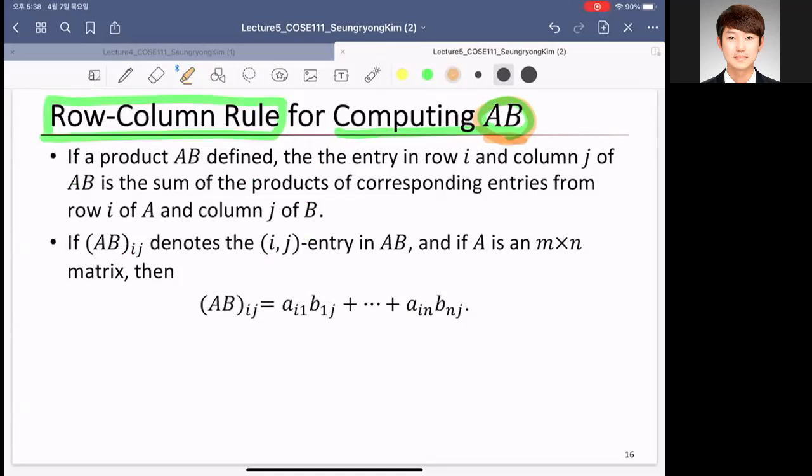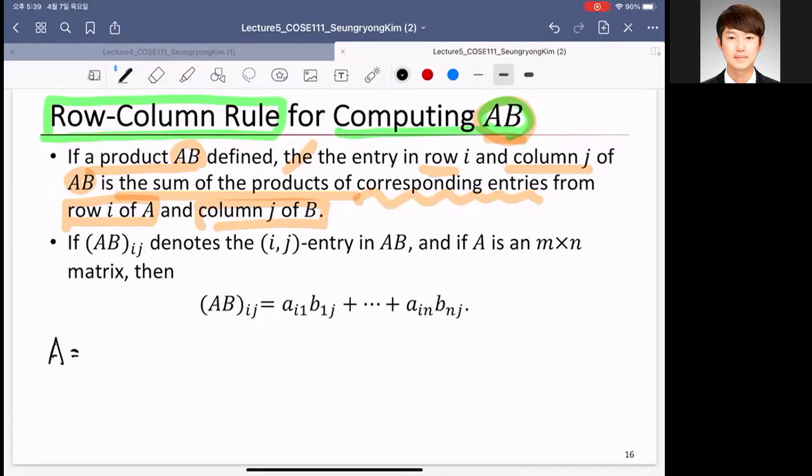Let's do that. If the product AB is defined, the entry in row i and column j of AB is the sum of the products of the corresponding entries from row i of A and column j of B. How is that? It's very, very simple.